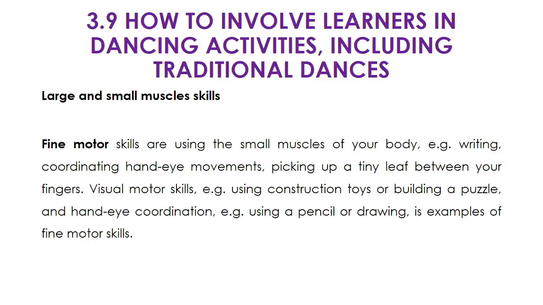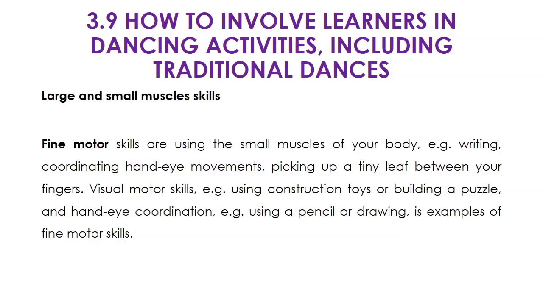Now, fine motor skills are when you use the small muscles of your body. For example, when you are writing, coordinating hand-eye movements, or picking up a tiny leaf between your fingers. Now, visual motor skills is when you use construction toys or build a puzzle, and hand-eye coordination is when you use a pencil or when you are drawing. These are examples of fine motor skills.